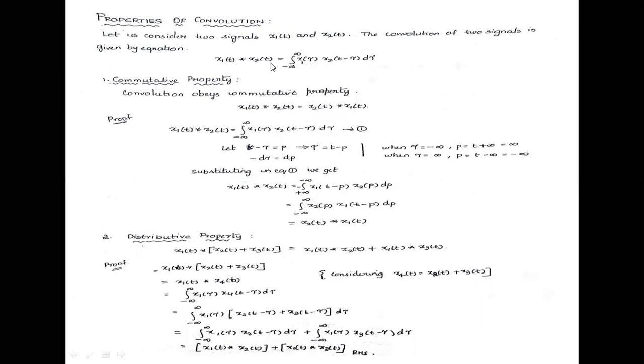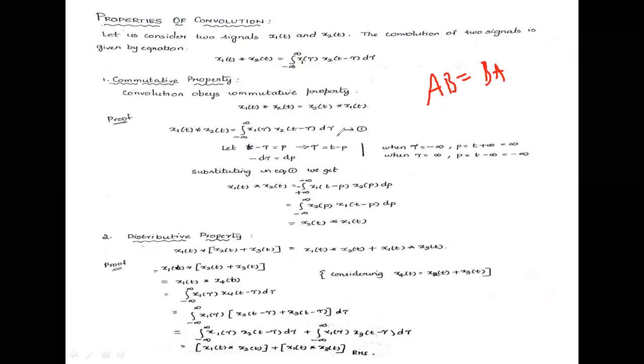X1 of t and x2 of t, the two signals we have. The convolution formula is the integral from minus infinity to infinity of x1 of tau, x2 of t minus tau, d tau. We are saying convolution obeys the commutative property: x1 of t convolved with x2 of t is equal to x2 of t convolved with x1 of t. You know, like AB is equal to BA, interchanging the two functions.